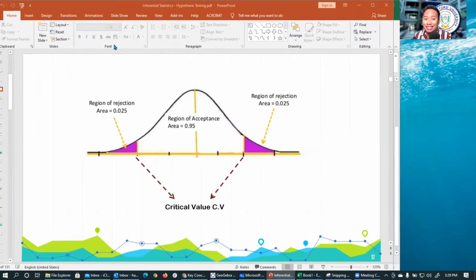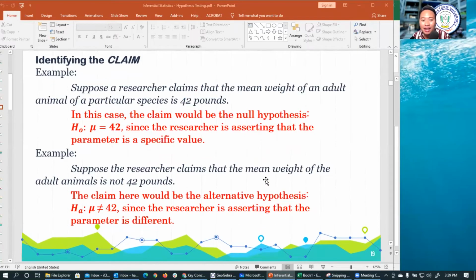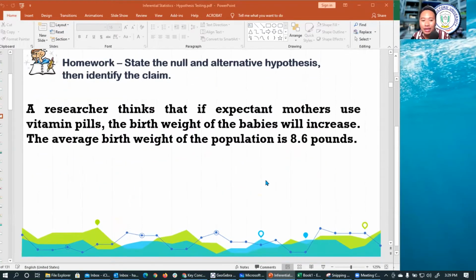If our test statistic falls within the rejection area, we are going to reject our null hypothesis. If our test statistic falls within the acceptance area, that means we are going to accept our null hypothesis. So here, let's have an example on how to state the null hypothesis.